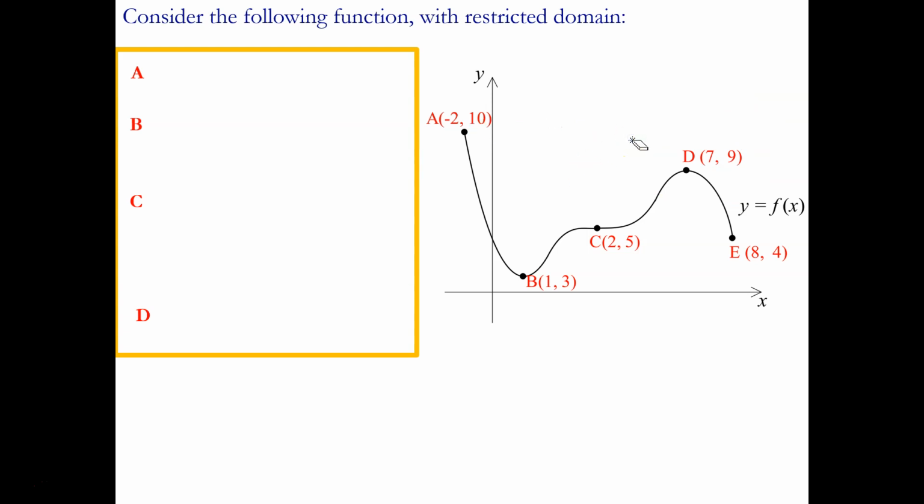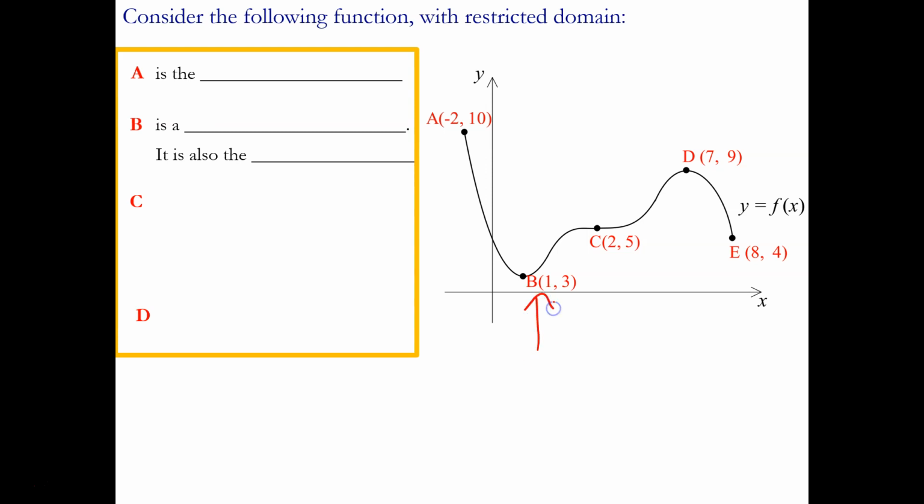So let's classify these points. I'm going to come back to A in a sec. So let's start with B. B is a local minimum. I'm going to abbreviate min like that. Have a look at B. Is there any other point with a lower y coordinate than 3? And the answer is no. There's nothing lower than B, which means that B, yes, is a local minimum, but it's also the global minimum. Global minimum.